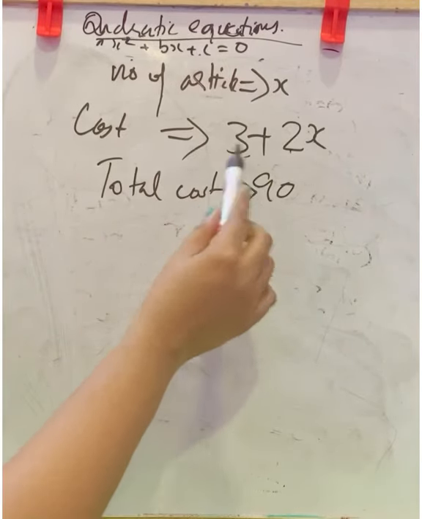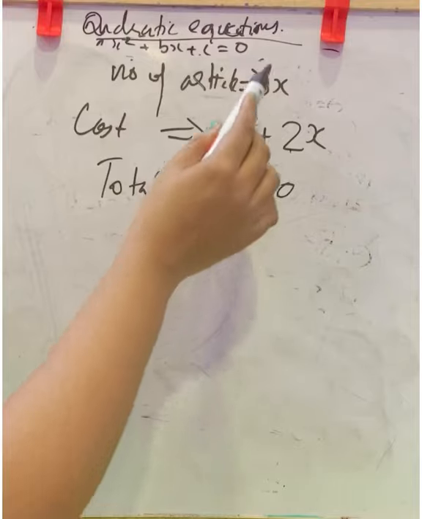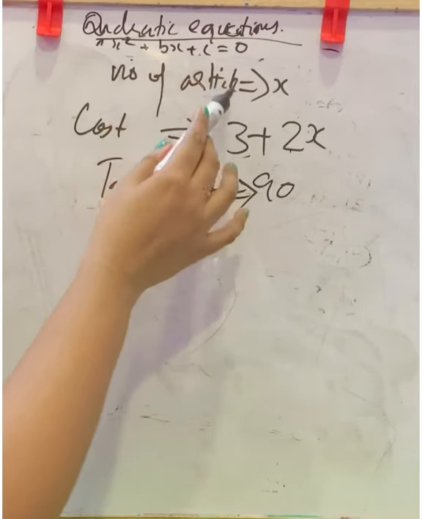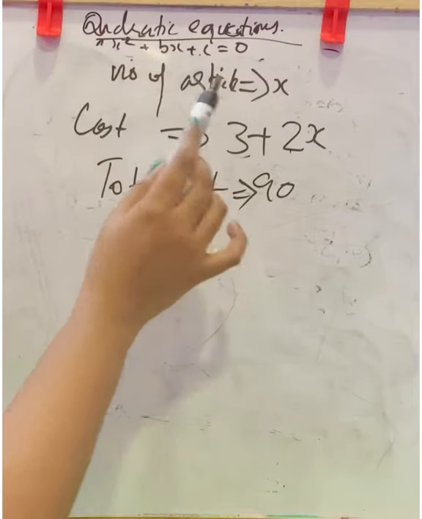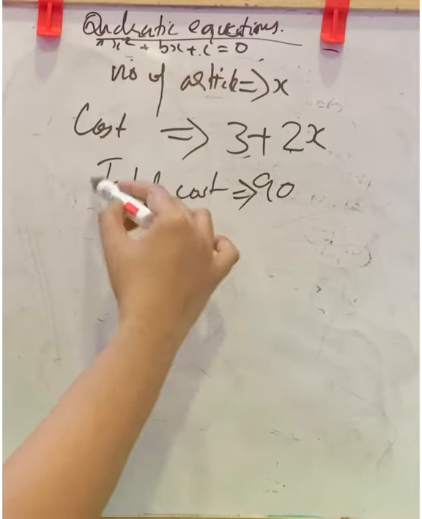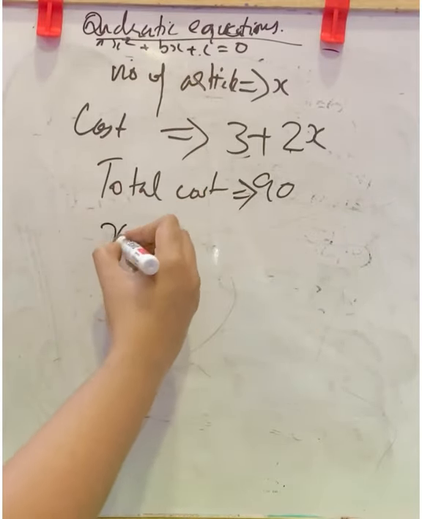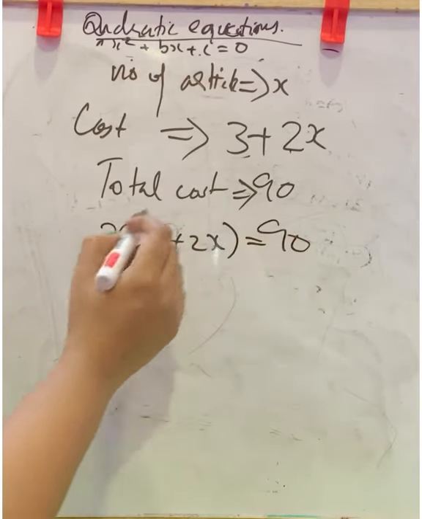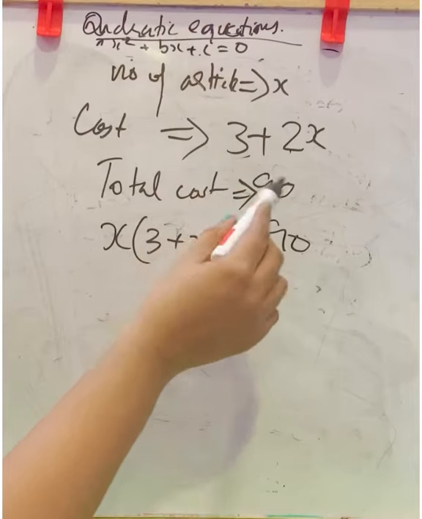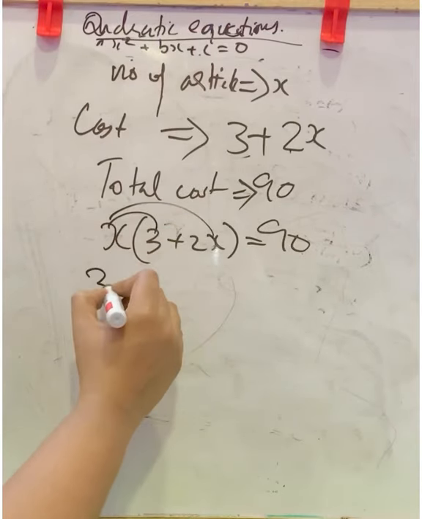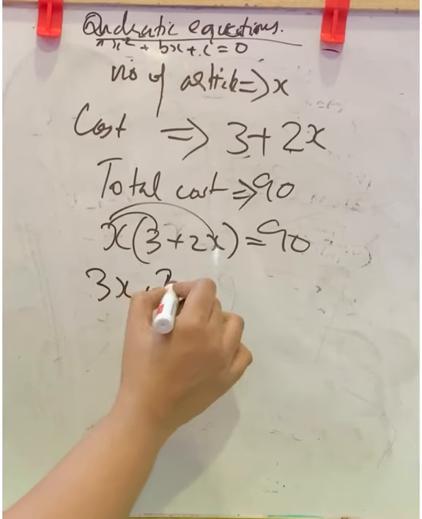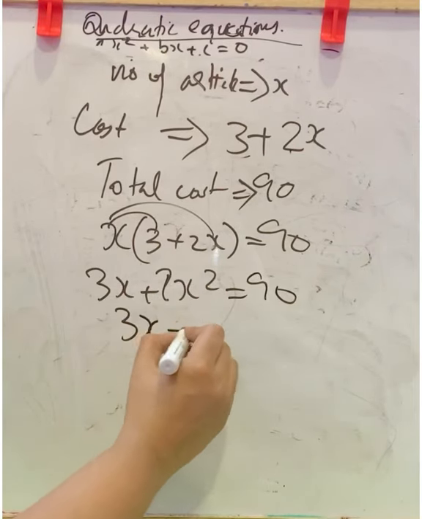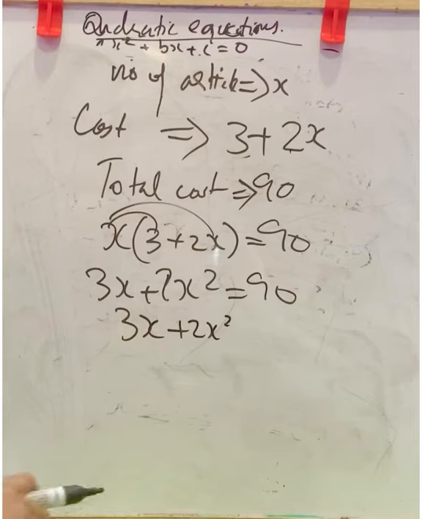We know the total cost. How will you get the total cost? Number of articles into cost per article. The number of articles on a particular day into the cost of that day, you will get the total cost. So x into 3 plus 2x equal to 90. This is given in the question, the total cost. Now we will distribute: 3x plus 2x square equal to 90. 3x plus 2x square, we will rearrange it.